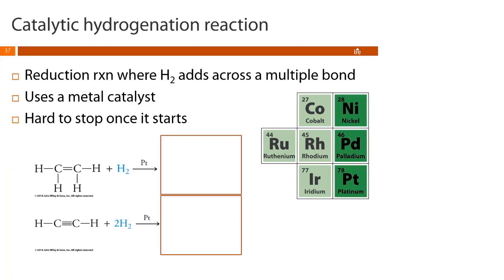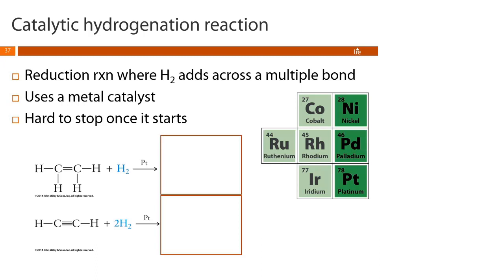Okay, so our first reaction we're going to talk about is a reduction reaction, and this is catalytic hydrogenation. This is a very important reaction for this class. We're going to see it all throughout the biochemistry sections. This is a synthesis reaction where H2 adds across a multiple bond. That means it can be an alkene or an alkyne, and it doesn't just have to be carbon-carbon multiple bonds. This also works on aldehydes and ketones.